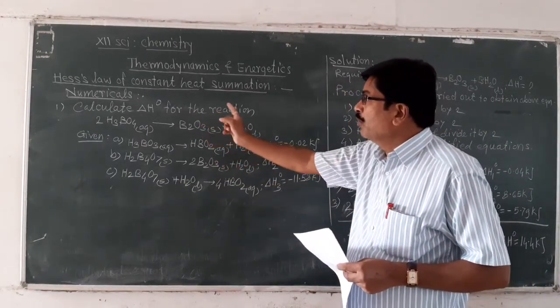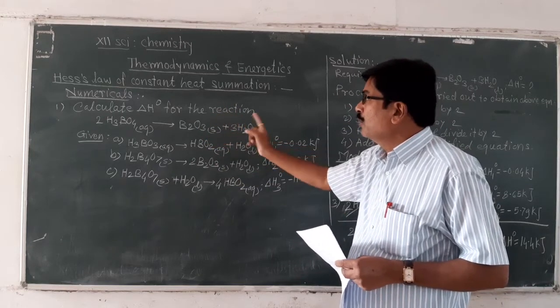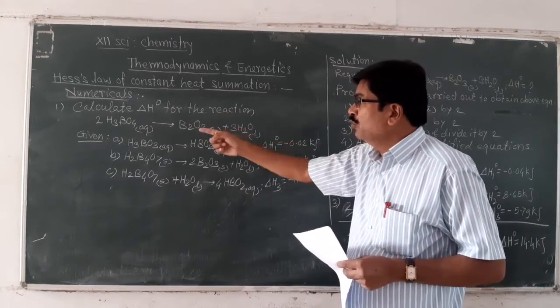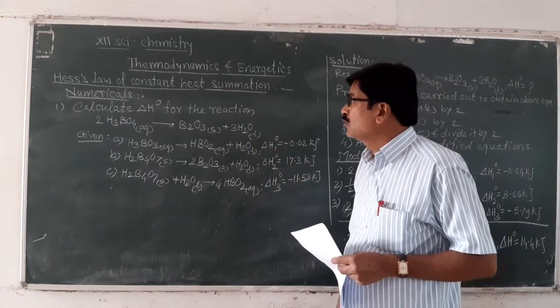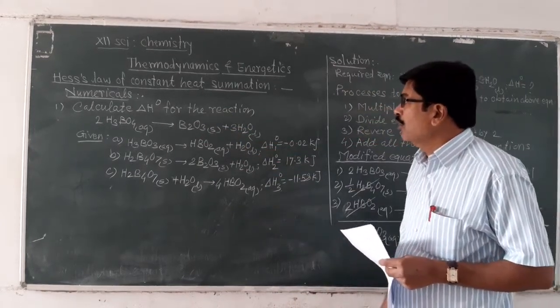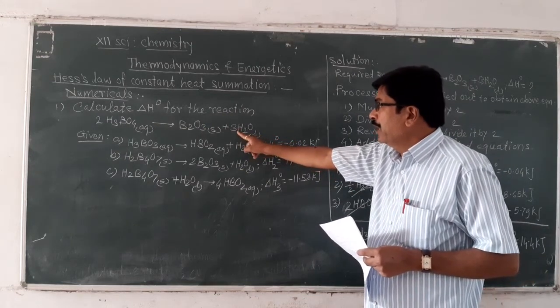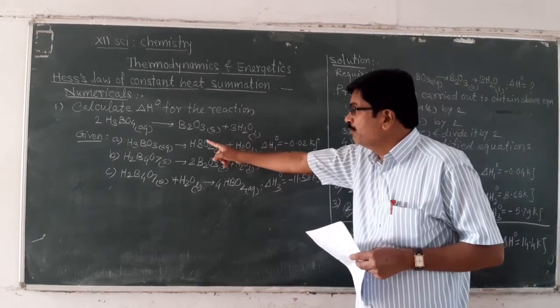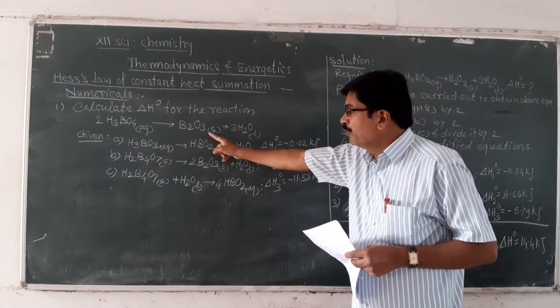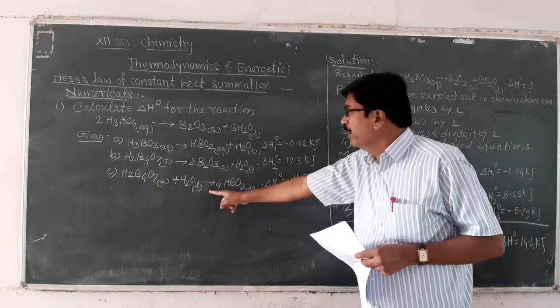First problem: calculate delta H naught for the given reaction, 2H3BO3 aqueous to give B2O3 solid plus 3H2O. We have to calculate the standard enthalpy change of this reaction from the given thermochemical equations.